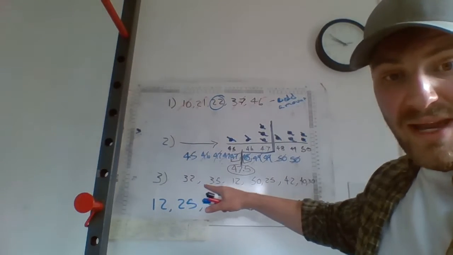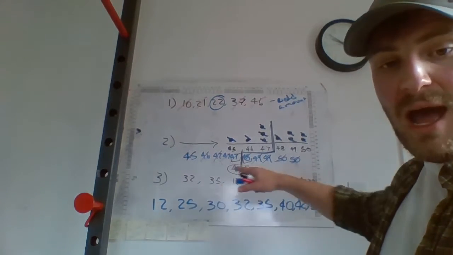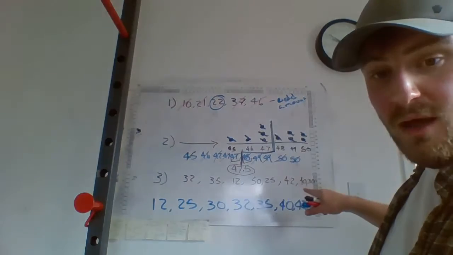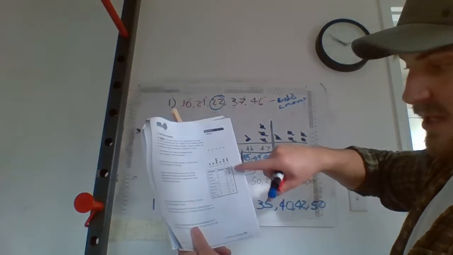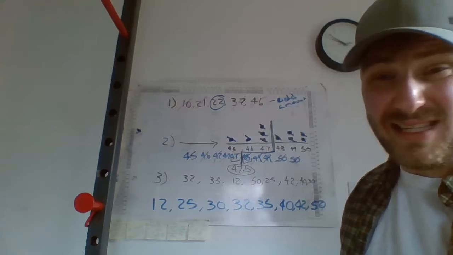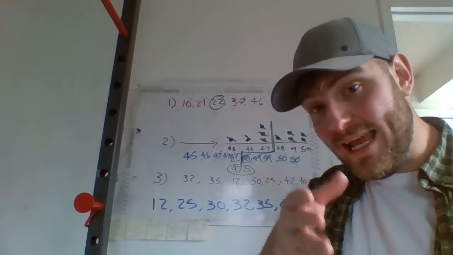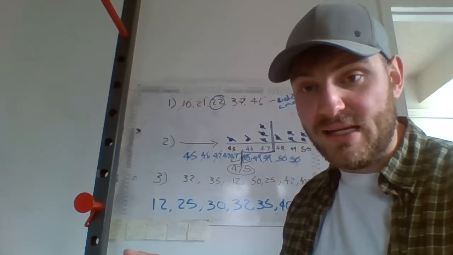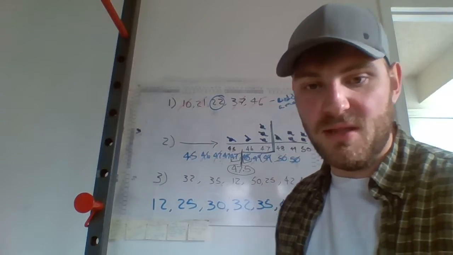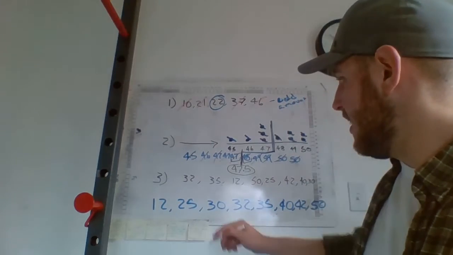So I wrote them down exactly as they were from top to bottom of that data collection chart. However, that's not in order. And if they're not in order from least to greatest, then what I'm going to find isn't going to be the median. Let's take a look.